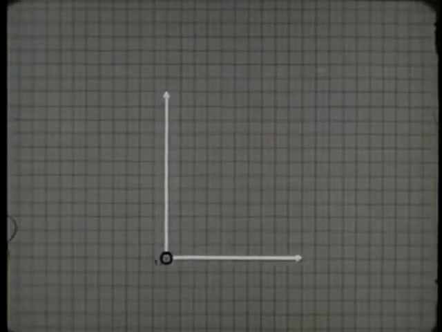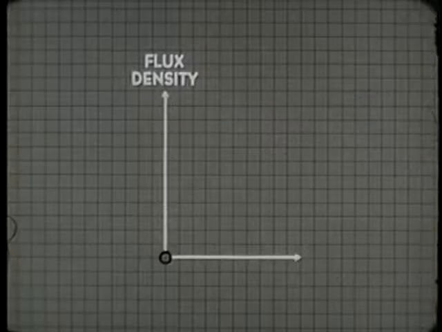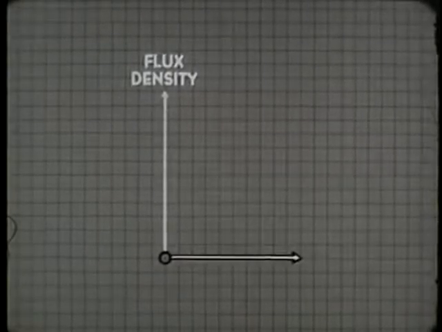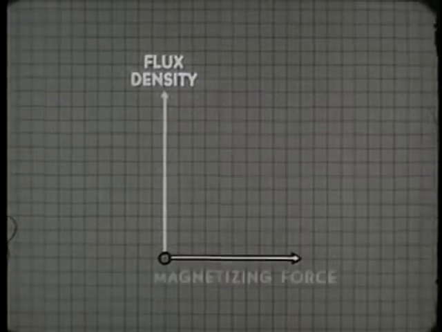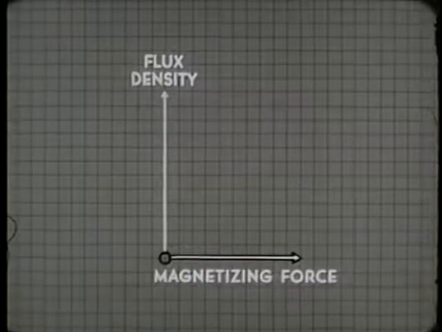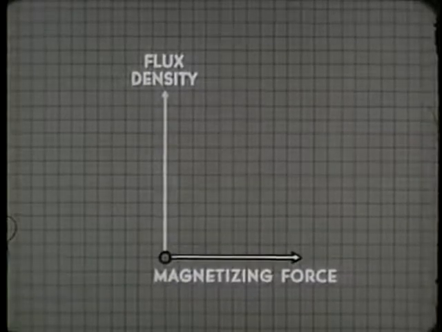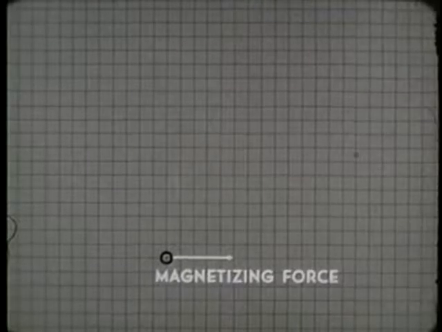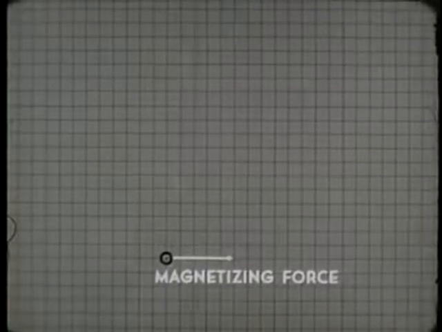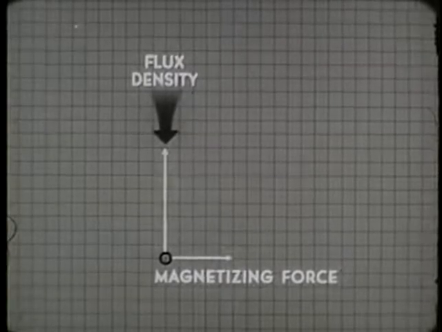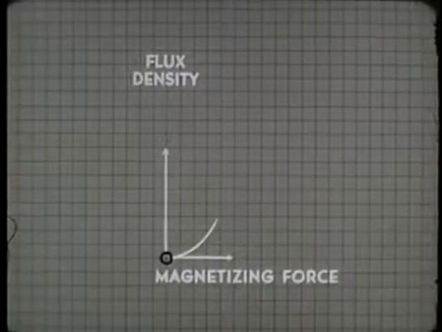We measure the magnetism of the core in terms of its flux density, which is the number of magnetic lines of force per square inch. The horizontal axis will represent the magnetizing force of the winding. Remember that the magnetizing force is the cause and the flux density is the effect. Initially, a relatively small amount of magnetizing force produces a relatively high flux density. The curve on the graph will begin like this.